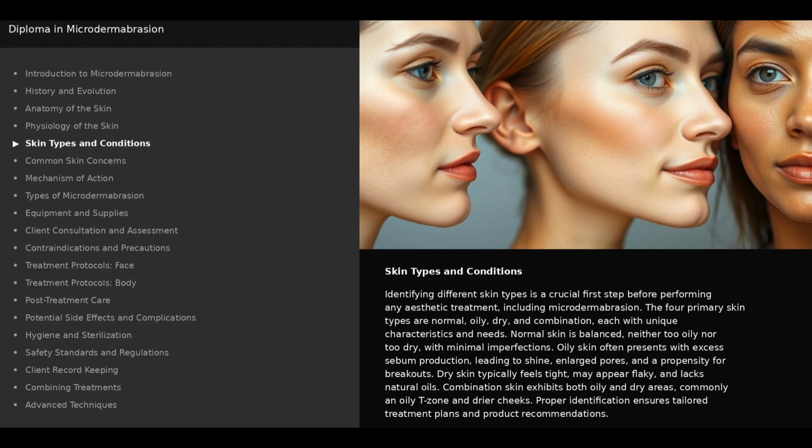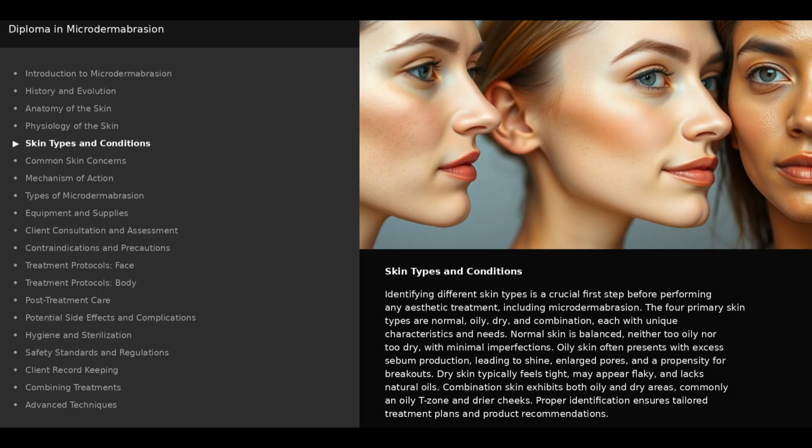Oily skin often presents with excess sebum production, leading to shine, enlarged pores, and a propensity for breakouts. Dry skin typically feels tight, may appear flaky, and lacks natural oils. Combination skin exhibits both oily and dry areas, commonly an oily T-zone and drier cheeks.